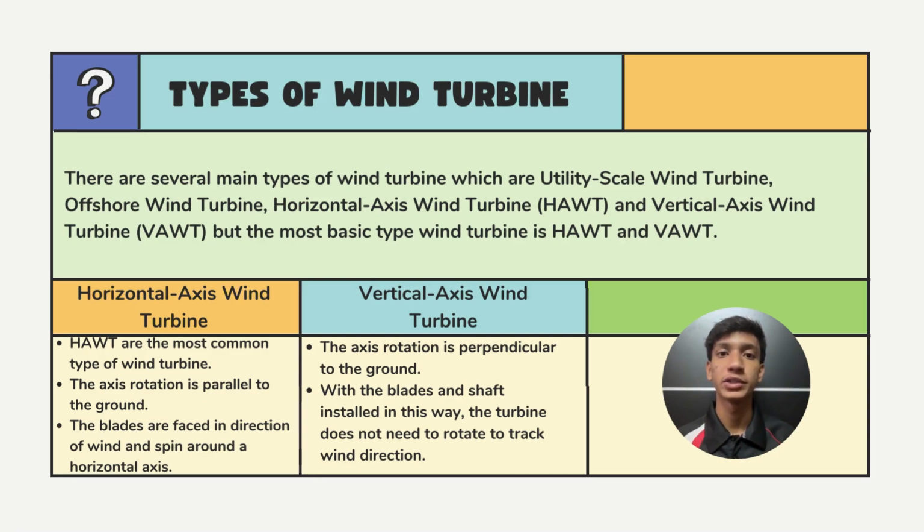The first one is the horizontal axis wind turbine. Horizontal axis wind turbines are the most common type of wind turbine. The axis of rotation is parallel to the ground. The blades face the direction of the wind and spin around a horizontal axis. Next is the vertical axis wind turbine. The axis of rotation is perpendicular to the ground. With the blades and shaft installed in this way, the turbine does not need to rotate to track wind direction.